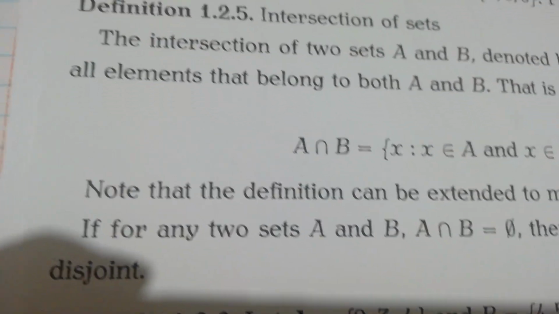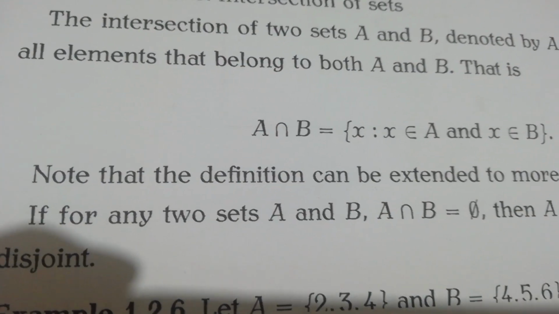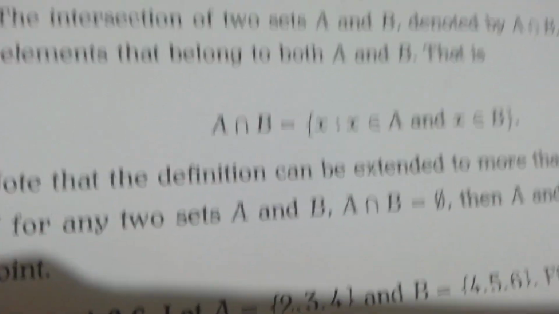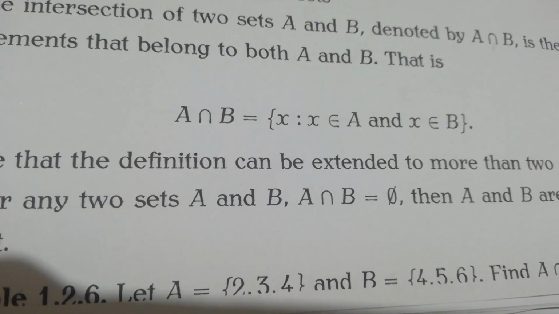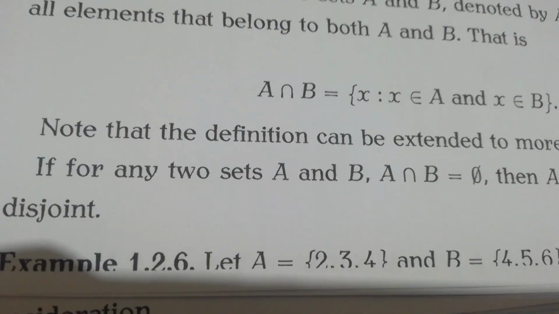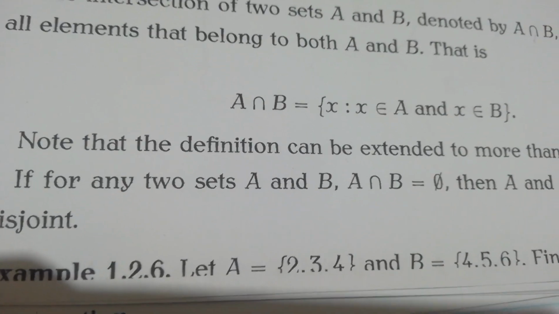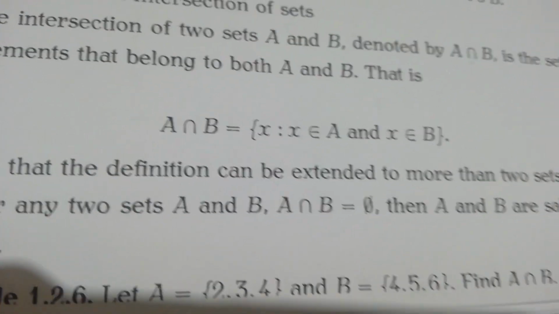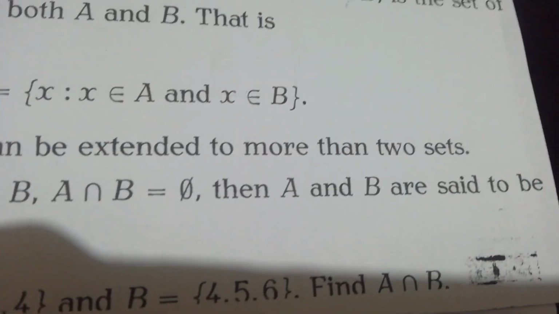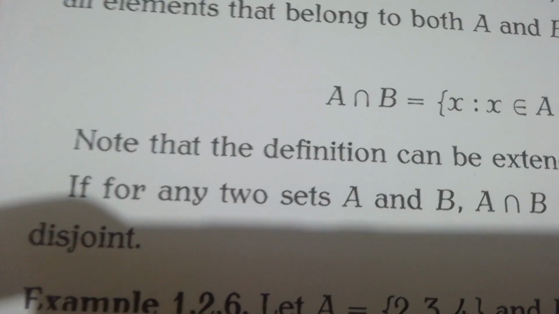Now, for any two sets A and B, if A intersection B equals empty. I'll read that again. If for any two sets, so we're talking about sets A and B, A intersection B is empty, then A and B are said to be disjoint.